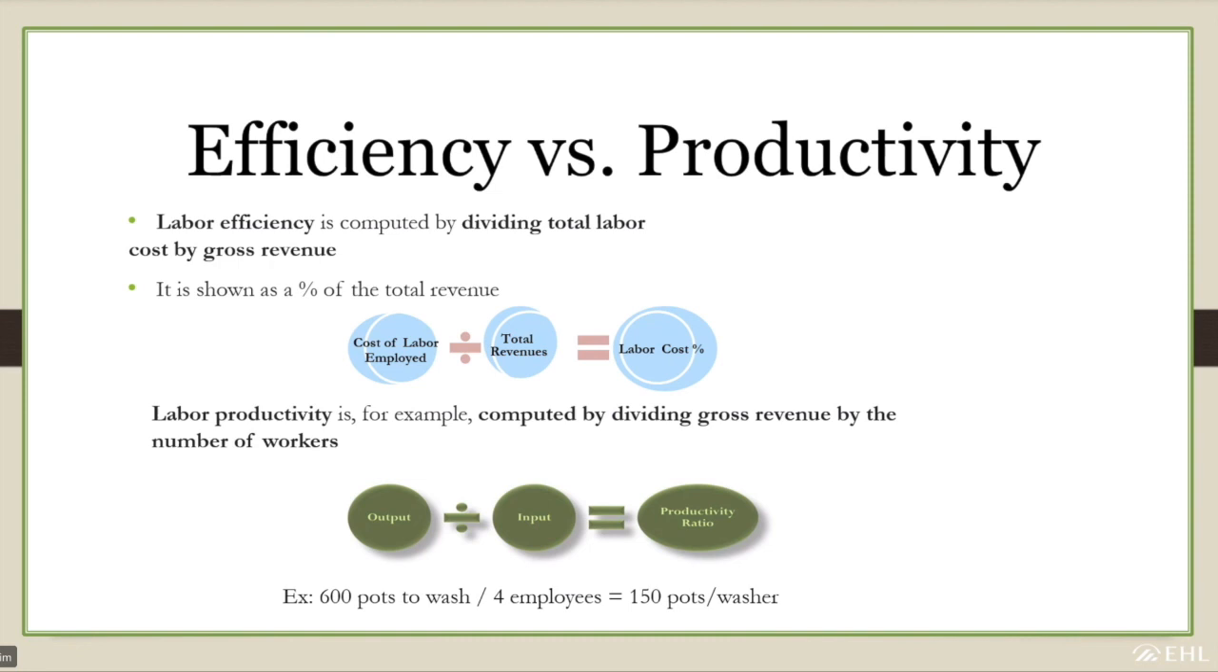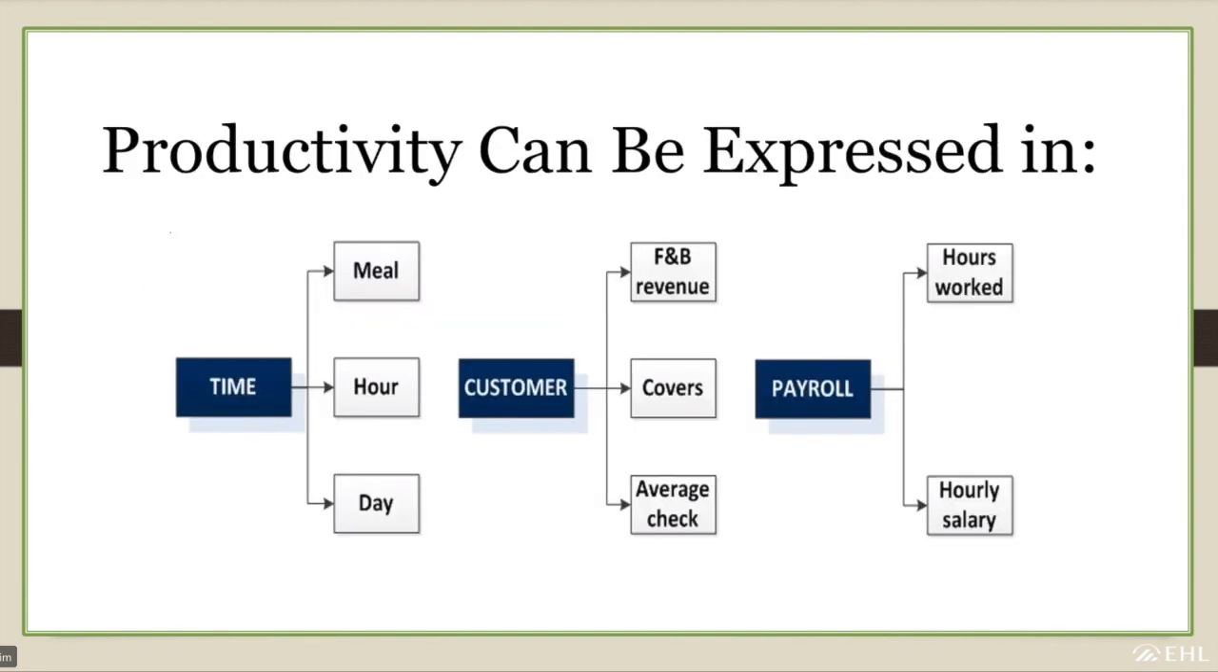So you see that, for example, in this case, we have an output of 600 pots to wash and 4 employees. That means 150 pots per washer. So this helps you to calculate how much staff you need in each instance, and that's the productivity ratio, also quite important to know. So you can standardize, you can reduce your labor cost, and thus make a bit more profit.